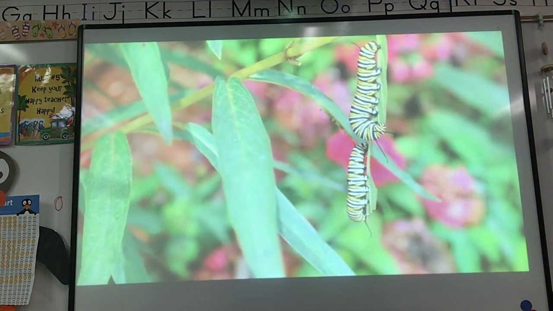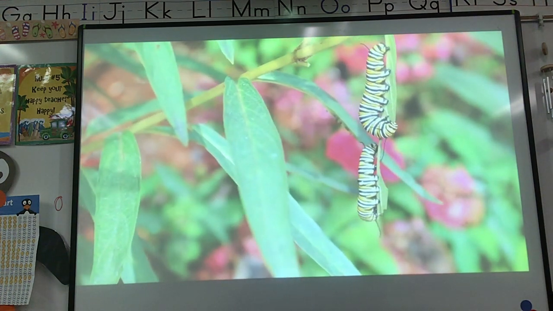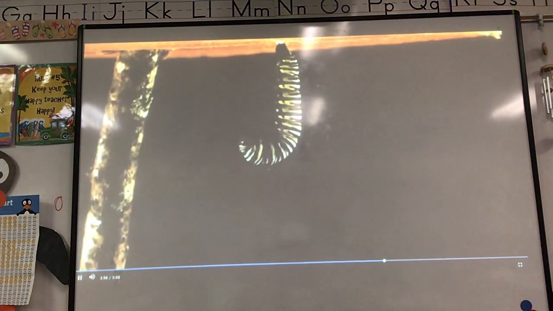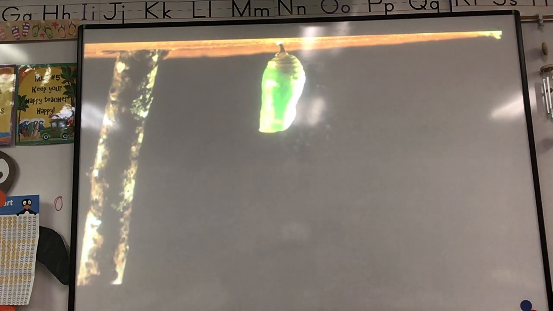Butterflies begin their lives as caterpillars and spend a few weeks eating and increasing in size. Once they are fully grown, the caterpillars will attach themselves to the underside of a leaf or branch and form a pupa, or chrysalis. The chrysalis hardens into a protective case, and over the next few weeks, the caterpillar inside transforms into a butterfly.